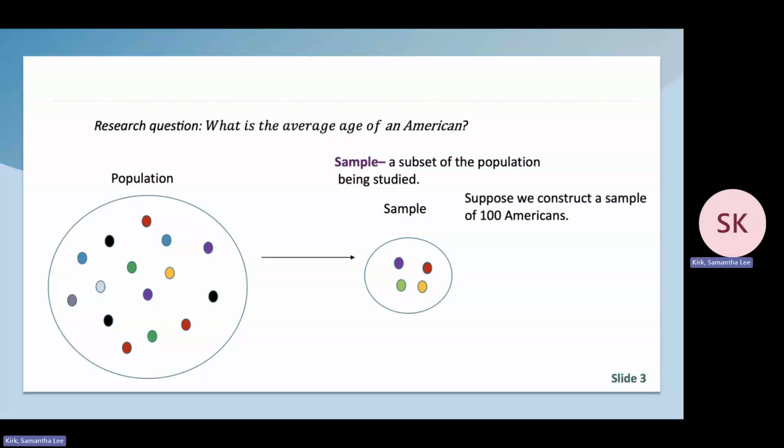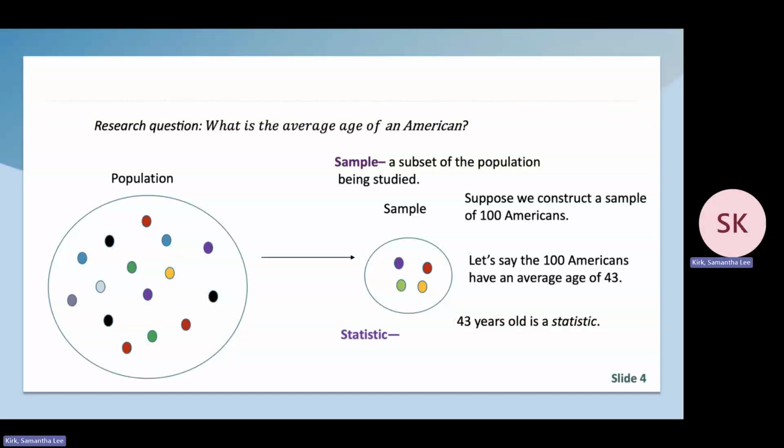So suppose we construct a sample of 100 Americans. These 100 Americans, we can ask them how old they are. This is a lot less data to work with. It's more manageable. We can go around and ask everybody how old they are, put that in a spreadsheet, and then calculate the average. So let's just say that we have a sample of 100 Americans, and these 100 Americans have an average age of 43. We call this number 43 a statistic.